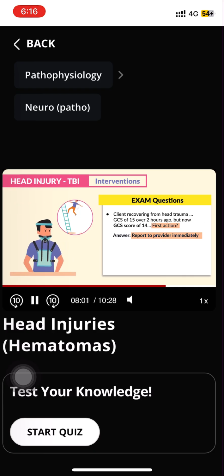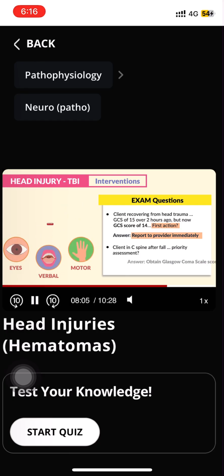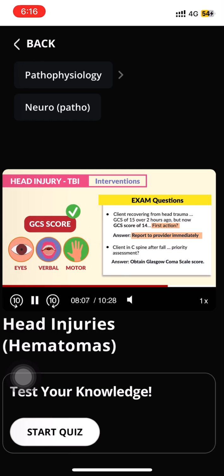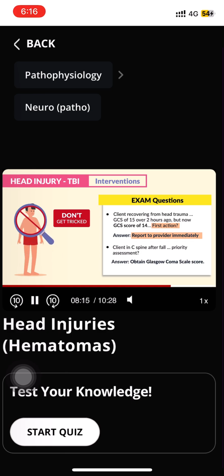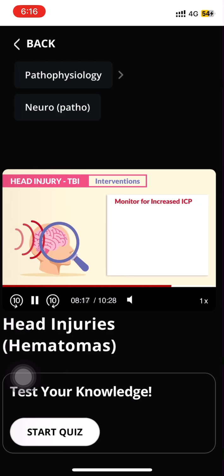Now, question 2 was, a client in C-spine after a fall, the priority assessment is to obtain the GCS, the Glasgow Coma Scale score. This is always typically done first, so don't get tricked. Not a head-to-toe full assessment. This comes later in the secondary survey. Then we monitor for that increased ICP, which we cover in detail in another video.